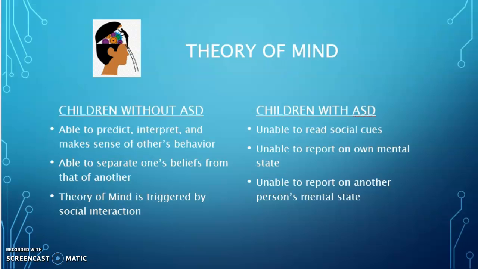The theory of mind, when applied to autistic spectrum disorder, shows that children without ASD are able to predict, interpret, and make sense of other people's behavior. They are also able to separate their own beliefs from that of another person. The concept is that theory of mind is triggered by social interaction, which is something that is restricted in children who are diagnosed with ASD.